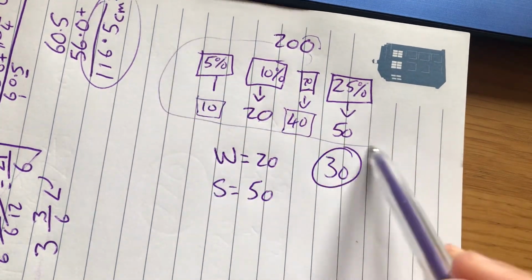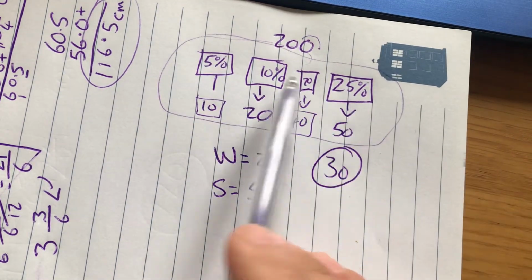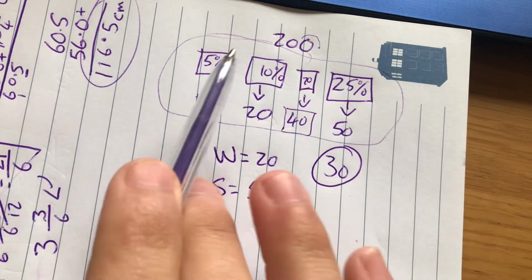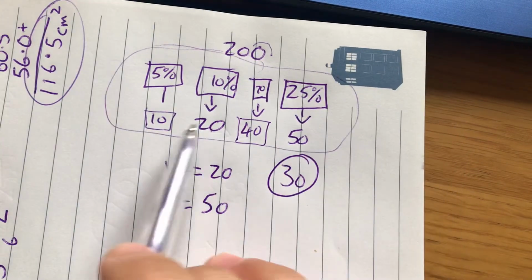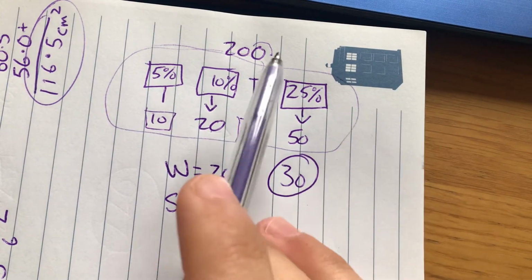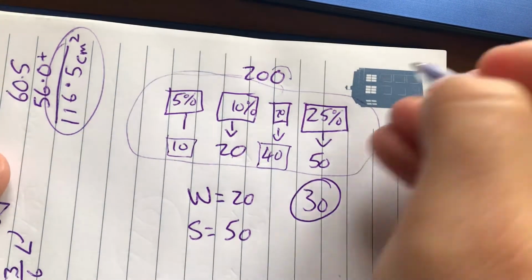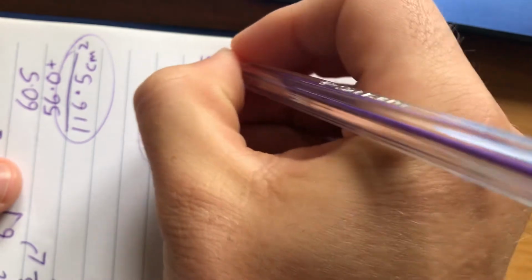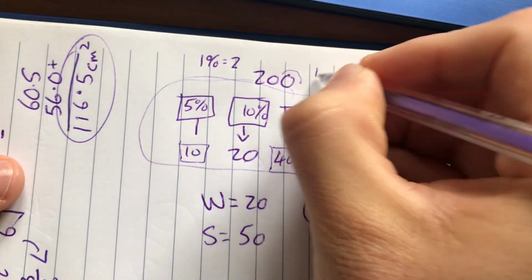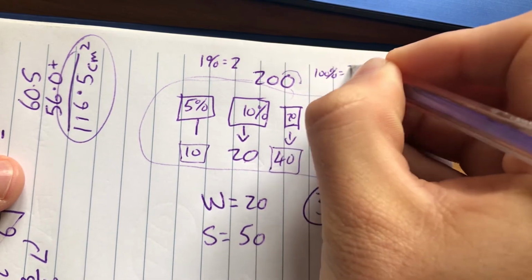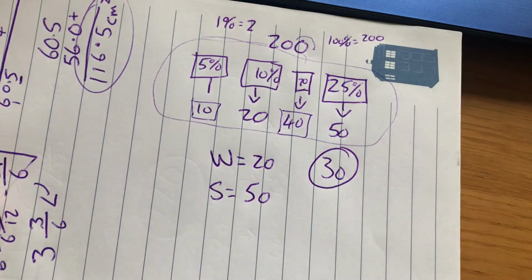But this is how we need to start thinking. With multiples of 10 and multiples of 5, how do you get to 25 or 45 or 85? What do you do? Okay. Just as another recap, don't forget 1% would have been 2, and 100% would have been 200, because it's all of it. Okay. Let's have a look at the next one.